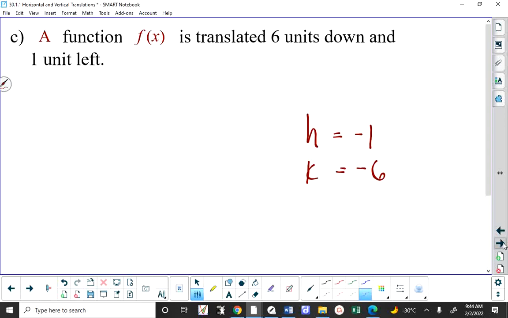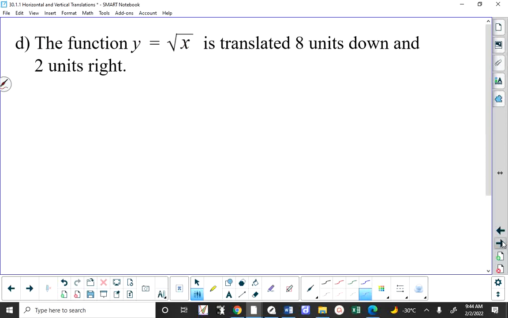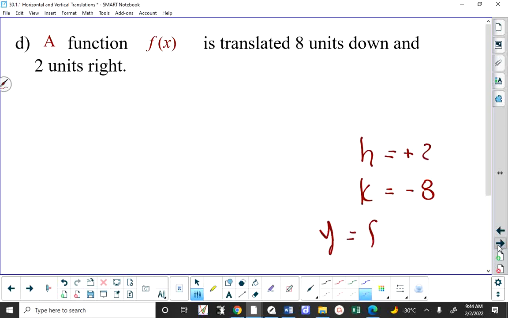Okay. So loading that into our template or our general formula, it's y equals f of x minus negative 1 and then minus 6. And let's do d that way as well. I know that the specific function is the square root of x, but I don't care about that in the identification of h and k. It doesn't matter. Something that is shifted 8 units down will have a k parameter value of negative 8. And 2 units right will have an h parameter of positive 2. Which means that this is y equals f of x minus 2 minus 8.